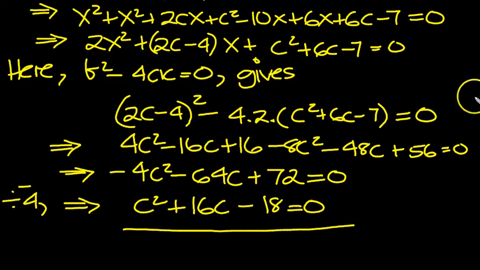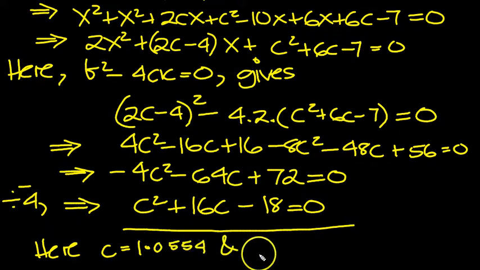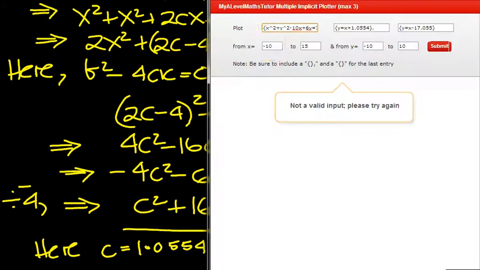So just a little check, when you solve this quadratic in c, if we needed to, we don't need to here, but you actually get the roots, I'll write them down, c equals 1.0554 and c equals minus 17.055. If we tap these values now into a plotter, so let's just do that, I've typed it all out here.